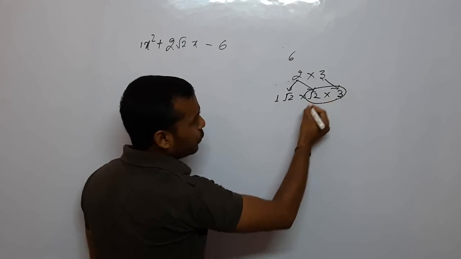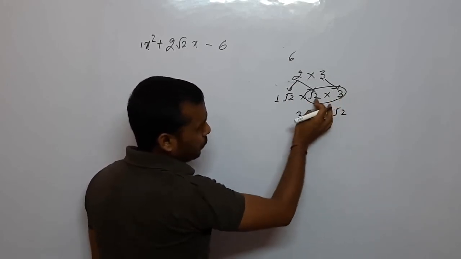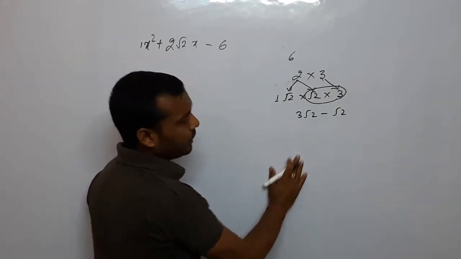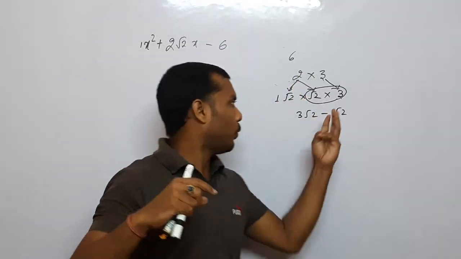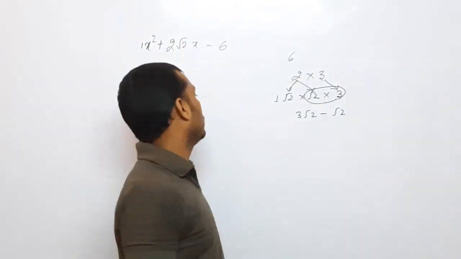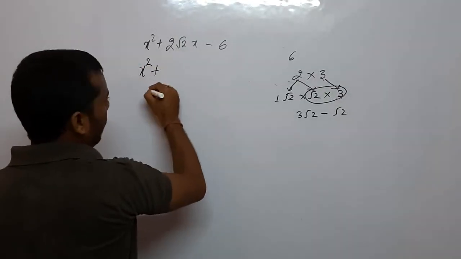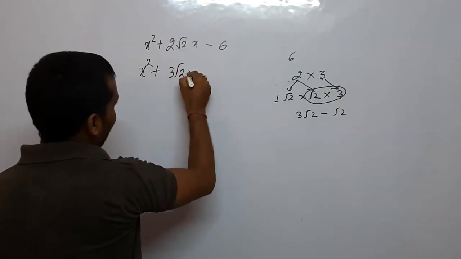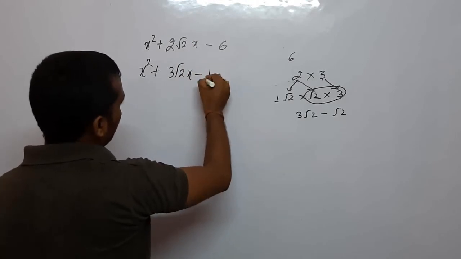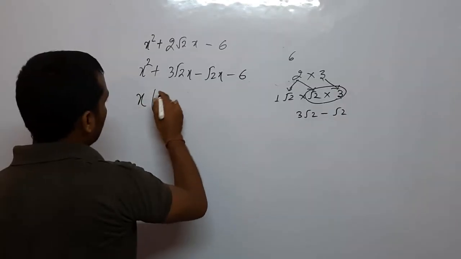So when you take 3 root 2 and this root 2, when you subtract, for the 3 root 2, 1 root 2 has gone, you are left with 2 root 2. So for this student we can write it: x square plus 3 root 2 x minus root 2 x minus 6.